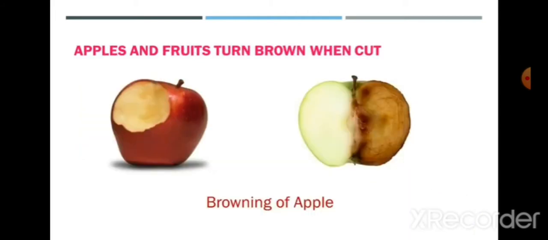Why do apples and fruits turn brown when they are cut? The reason apples and some fruits turn brown is a chemical reaction with oxygen in air. This chemical reaction is called browning. The cells of apples, fruits and other vegetables contain an enzyme called polyphenol oxidase that, when in contact with oxygen, catalyzes a biochemical reaction of plants' phenolic compounds to brown pigments known as melanins.